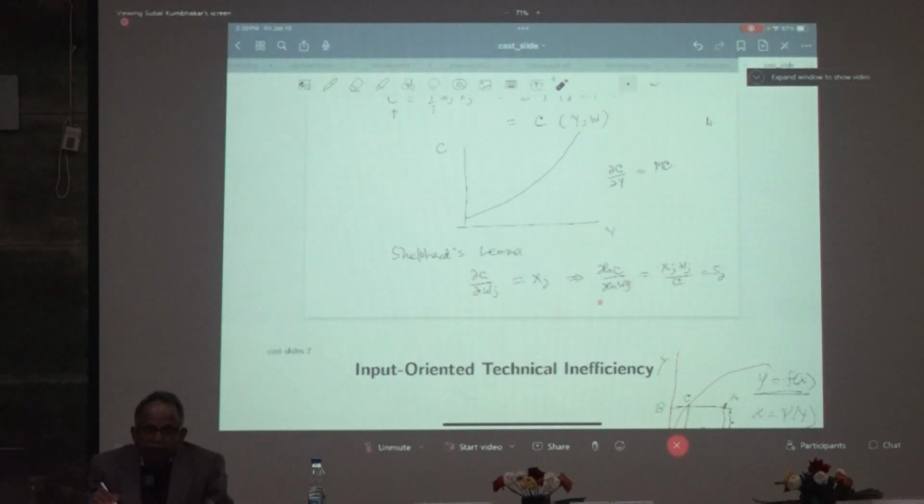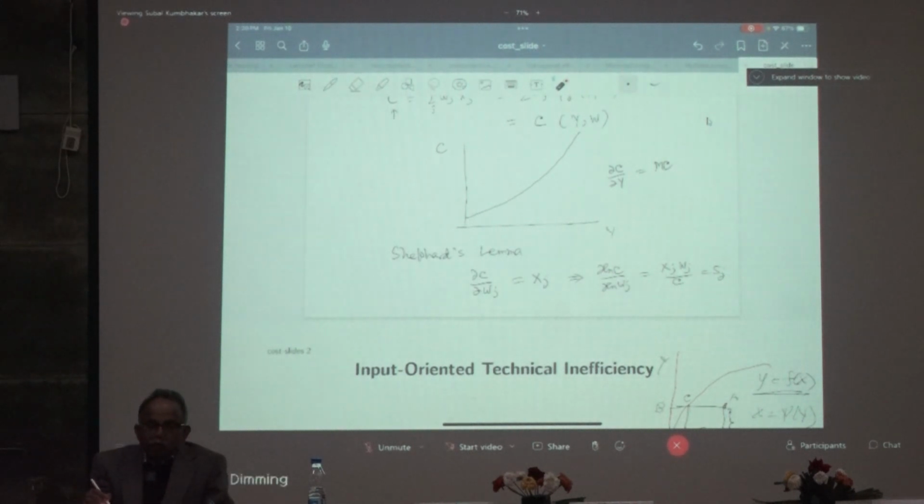Therefore, if you take a log derivative, instead of looking at the derivative, what is this going to be? The log derivative is going to be 1 over c, del c del wj, and then multiplied by wj. So you will be getting wj xj divided by c. This is the regular derivative, and this is the log derivative. Okay. And what is this? This is the cost share.